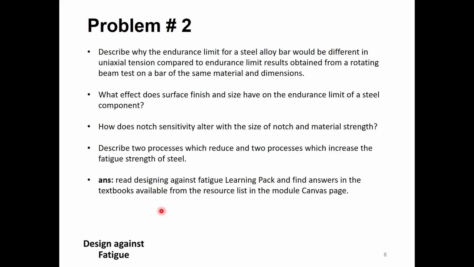It's quite straightforward. It's not very difficult or challenging, but you have to do your homework in order to do that. So the first part, it says describe why the endurance limit for steel alloy bar would be different in uniaxial tension compared to endurance limit results obtained from a rotating beam test, the standard test, on a bar of the same material and dimension.